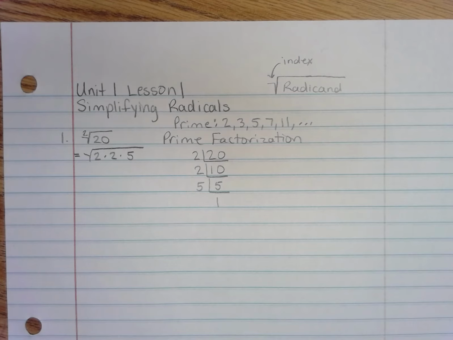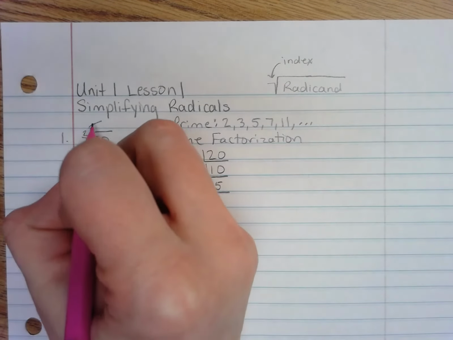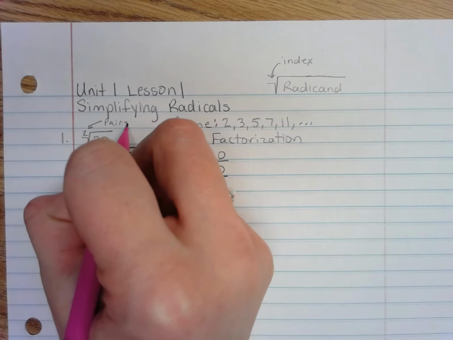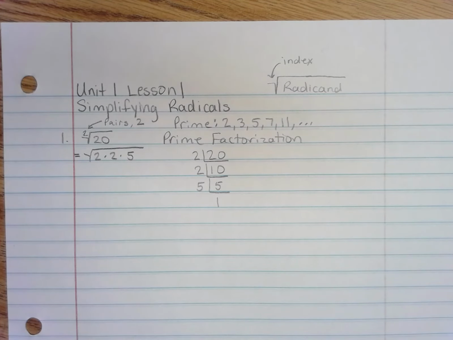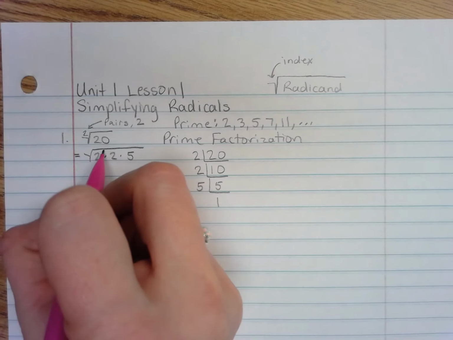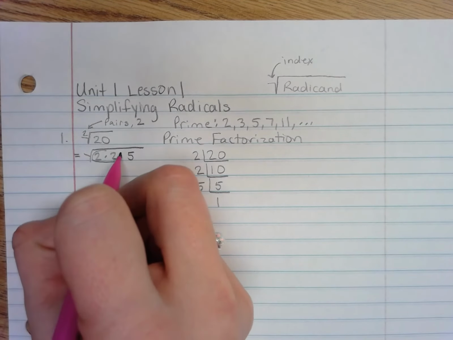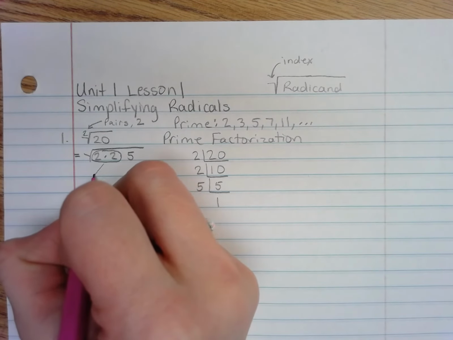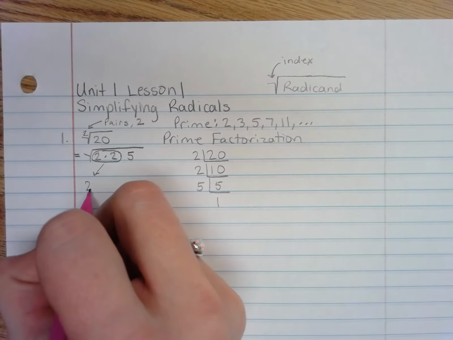Finding pairs of like factors. And we're doing pairs because this is a square root and pairs mean 2. Later, if your index number is larger, like a 3 or a 4, you'll find groups of 3s and 4s. But today, we're only going to be finding pairs of like factors. So we have a pair of 2s and no other pairs. So we'll take that pair of 2s and write it on the outside of the radical as a 2.